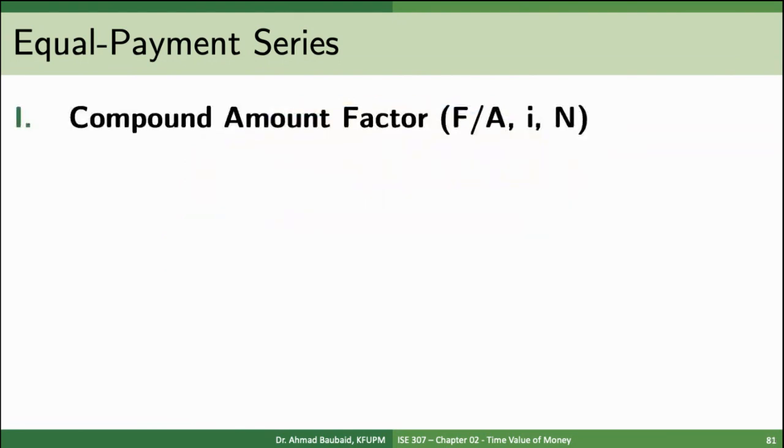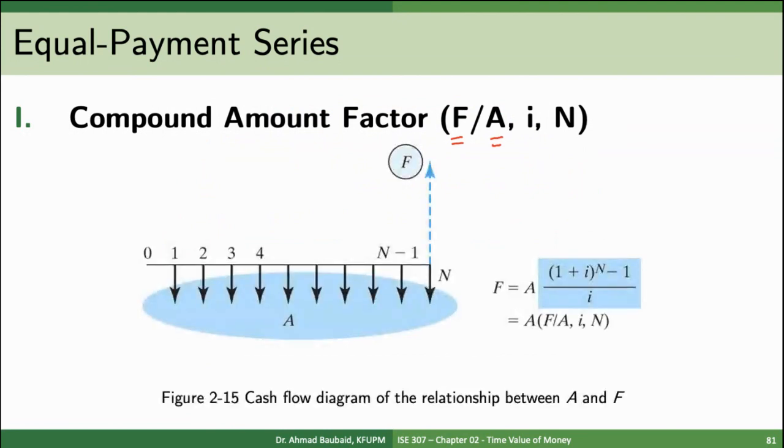Okay, so now we're going to start with the first one. The first one is the compound amount factor. As we said before, you're going to find the future value given A. Same as before, we're given an interest rate and a number of years. What does this look like? The first payment starts from 1, and here we're paying money for N years, and we want to find the future value of those payments.